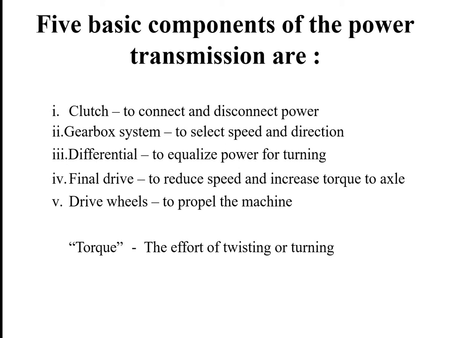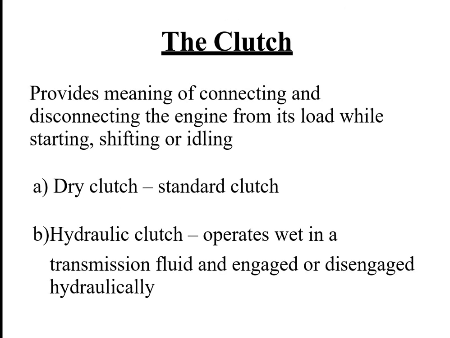And five basic components of the power transmission are: clutch, to connect and disconnect the power; gearbox system, to select the speed and direction; differential, to equalize the power for turning; final drive, to reduce the speed and increase the torque to the axle; and drive wheel, to propel the machine. And torque is the effect of twisting or turning.